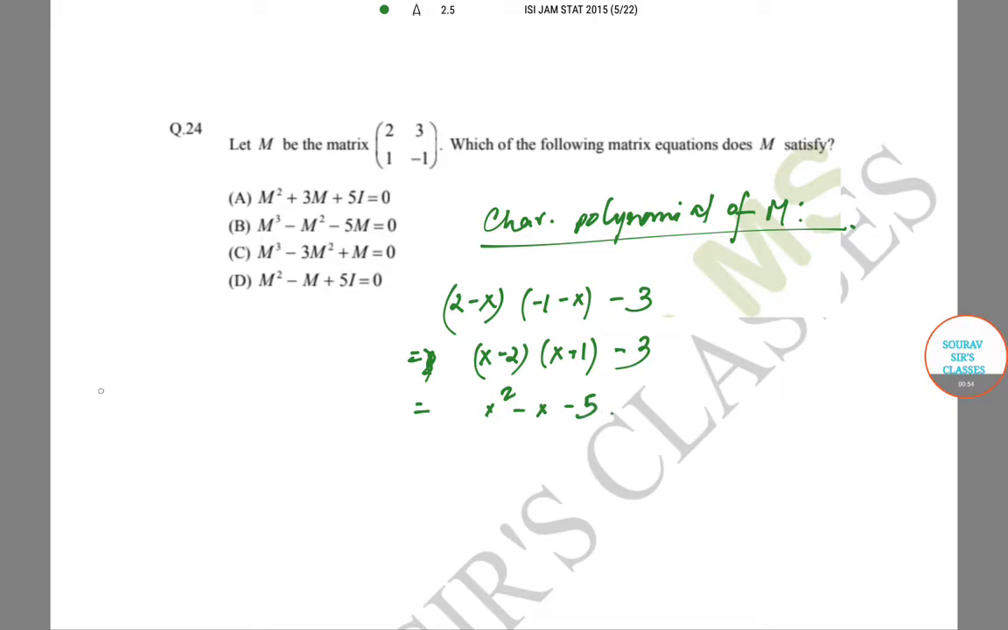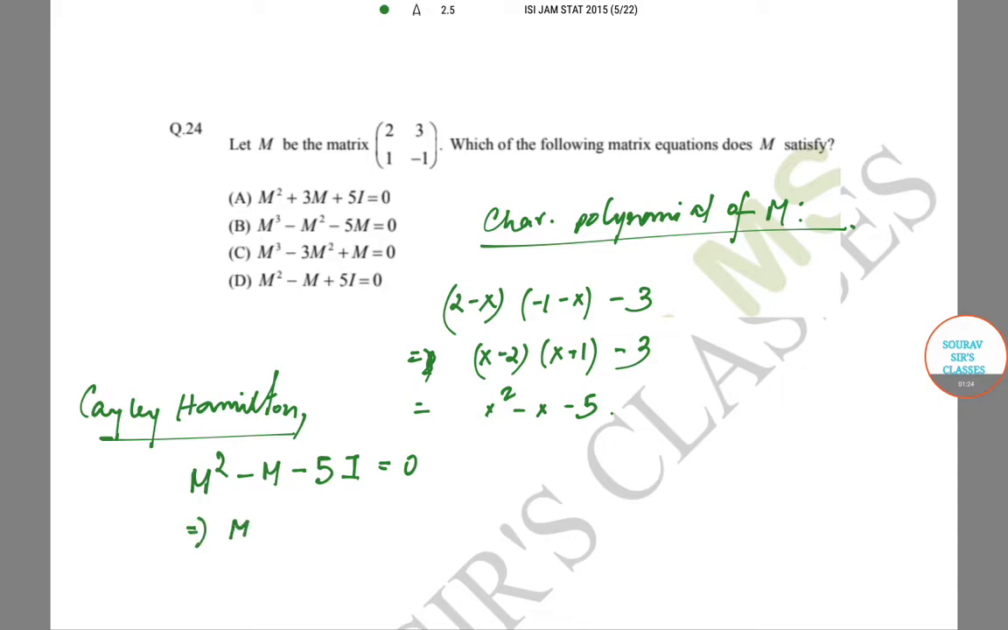So we know that by the Cayley-Hamilton theorem, every matrix satisfies its own characteristic polynomial. If you have not seen this theorem before, please have a look at its Wikipedia page. The Cayley-Hamilton theorem says M square minus M minus 5I is equal to 0, or M cube minus M square minus 5M is equal to 0. So B is the correct answer.